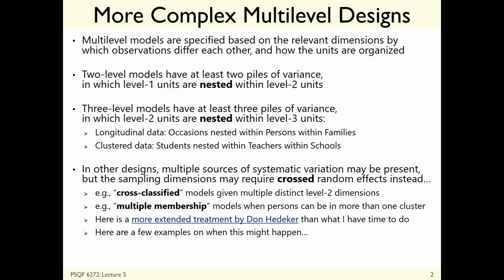Or your doctor dies. You must change your doctor for some reason. Either they fire you, they die, you lose your health insurance, et cetera. So there are situations in which there's not this nice hierarchy where this is nested in this is nested in this. There are crossings. Multiple membership models is what it's called when you only have one kind of cluster, but each person can be in multiple clusters. So you can change high schools over time, you can change doctors over time.